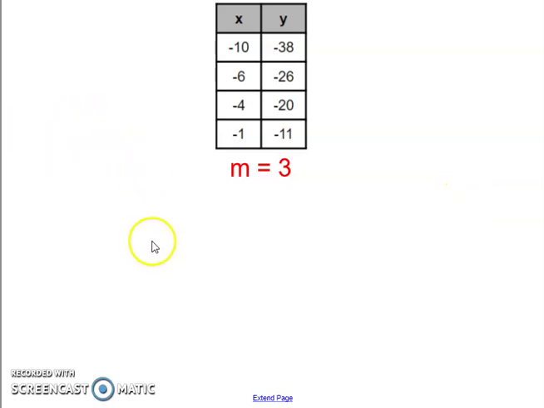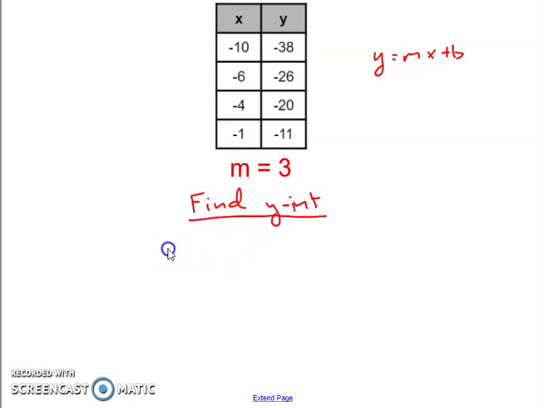Hey guys, we're just going to look at how you can use mx plus b, y equals mx plus b, to help you find the y-intercept if it's not directly given in a table. Now I've already given you the slope for this situation, so we just want to find the y-intercept so we can complete the equation.